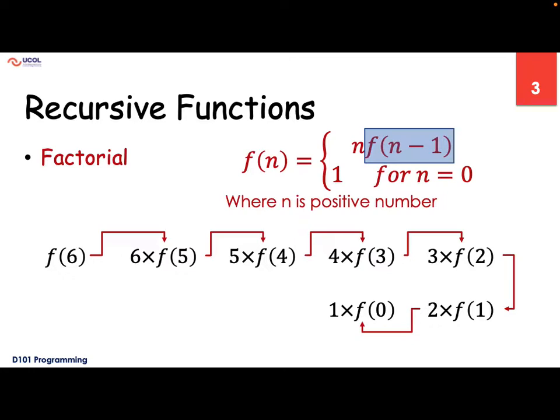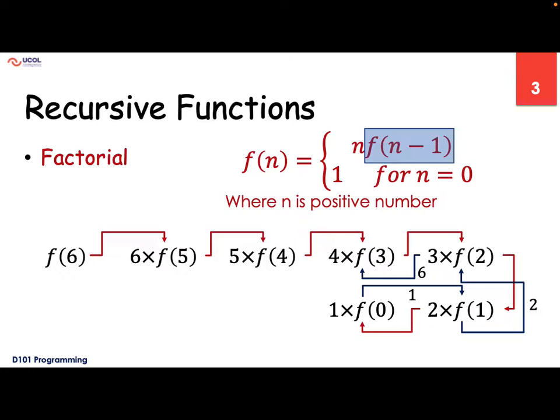So once it becomes 0, now we want to find out the value of f of 0. f of 0 is 1 by this definition. So this will become 1 multiplied by 1. It means it will give me back 1 to the previous function. Now the value of f of 1 is 1. 1 multiplied by 2 gives back 2. Now the value of f of 2 is 2. 2 multiplied by 3 will be given back to the previous one.